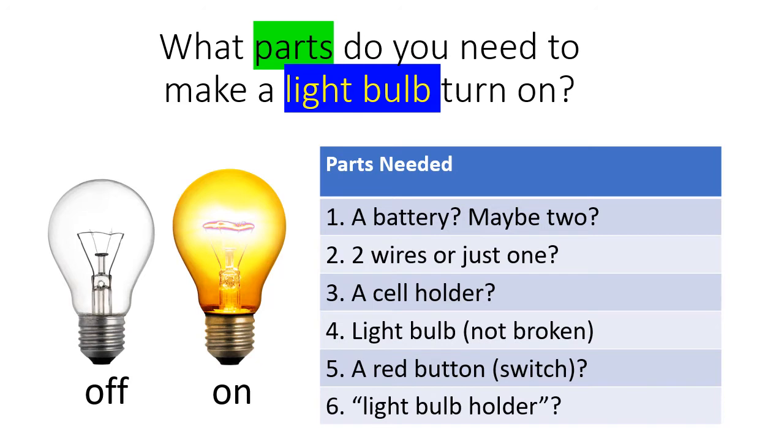Everybody agreed that we needed a light bulb that worked, not broken. We weren't sure if we needed the red button on the black thing, which was the cell holder. And then we weren't sure if we needed the light bulb holder. But as we did more investigations, we realized the parts that we must need to turn the light bulb on.